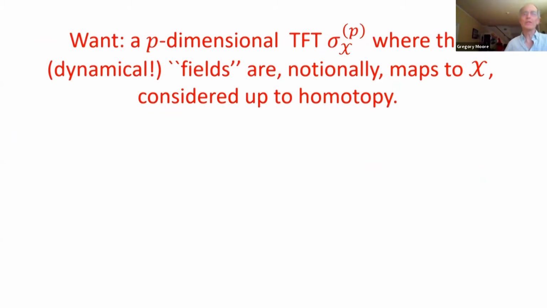So what we'd like to do is define a p-dimensional topological field theory, sigma sub X, p, where the dynamical fields are, at least notionally, maps to X considered up to homotopy. I said we're doing fields without fields, but now in order to describe these, I'm going to describe the dynamical fields. In some sense, we integrate over the dynamical fields. Those are going to be finite sums in this finite homotopy world.